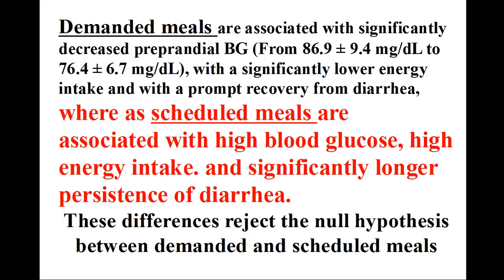Results: demanded meals were associated with significantly decreased preprandial BG, from a mean of 86.9 mg/dl to a mean of 76.4 mg/dl, with a significantly lower energy intake and with a prompt recovery from diarrhea, whereas scheduled meals were associated with high blood glucose, high energy intake, and significantly longer persistence of diarrhea. These differences reject the null hypothesis between demanded and scheduled meals.